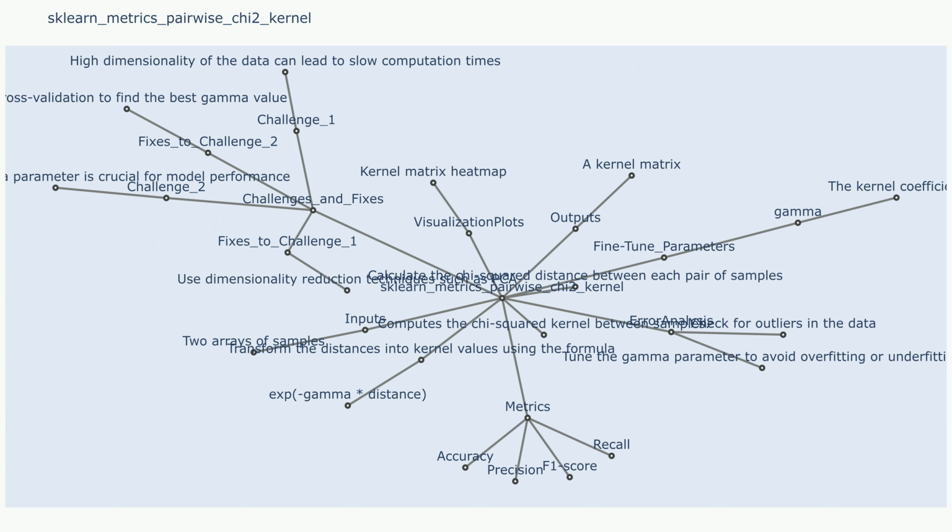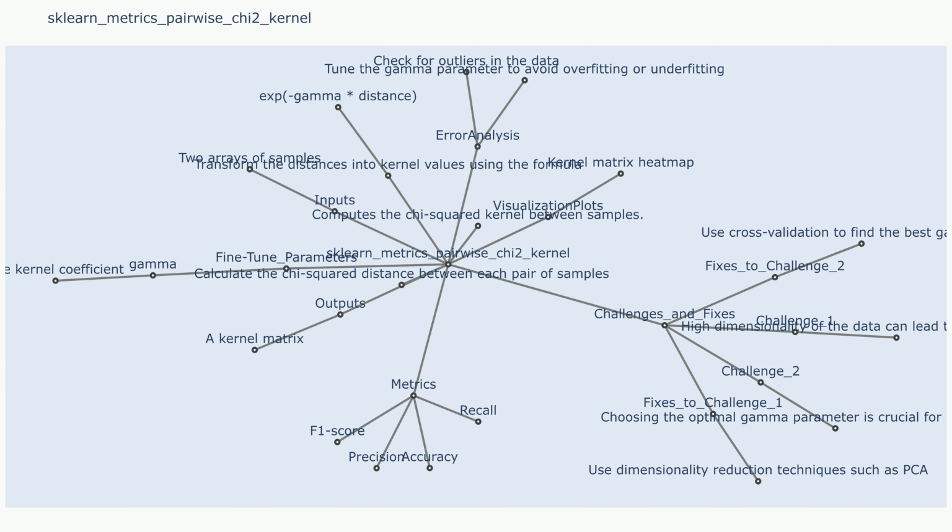Challenges and fixes. Challenge 1: high dimensionality. If the input histograms have a very high number of bins, the chi-squared kernel can be computationally expensive to compute. Sample use case: image classification with very fine-grained color histograms.